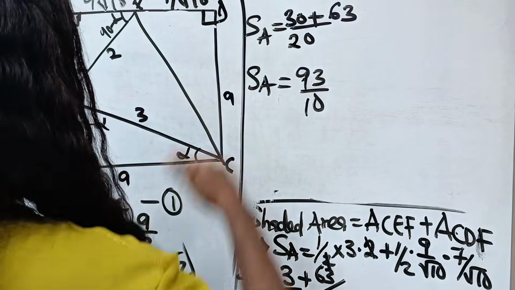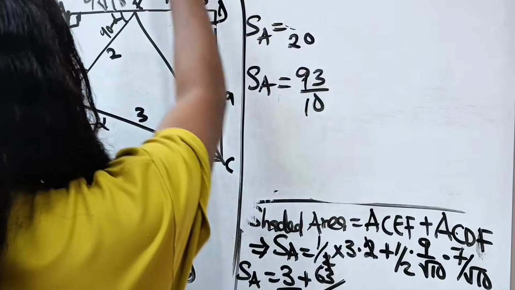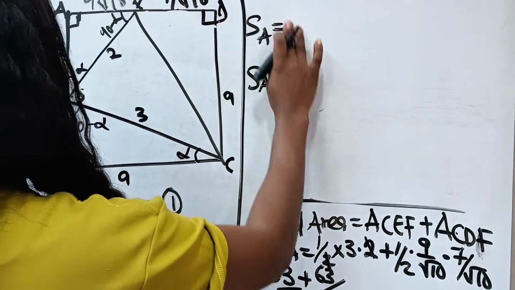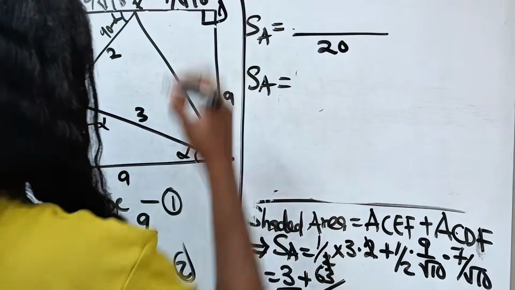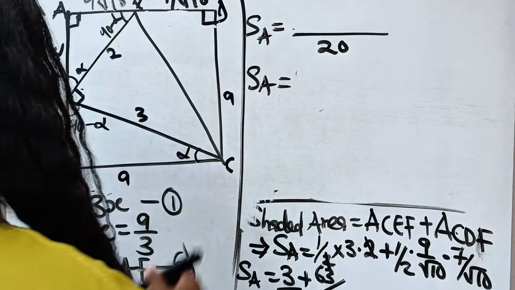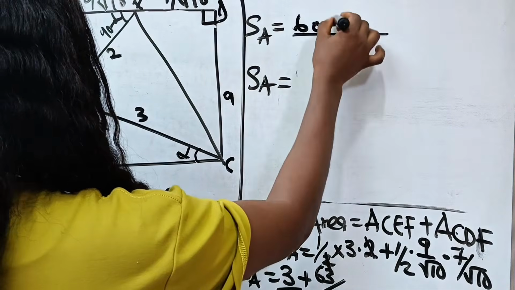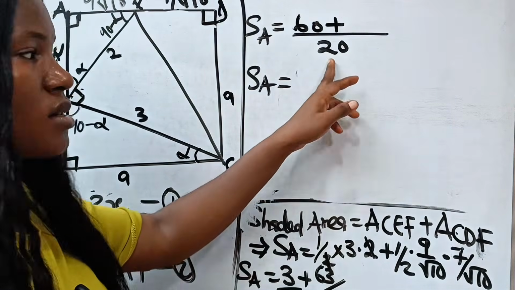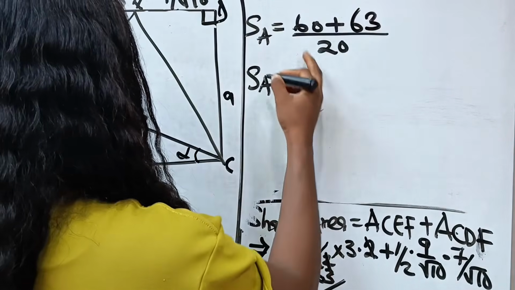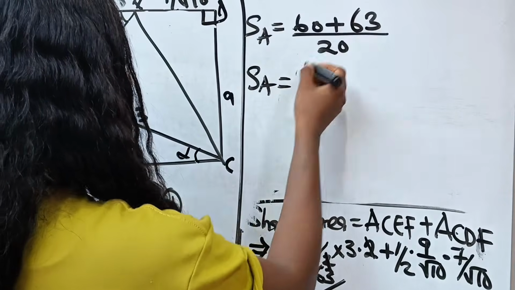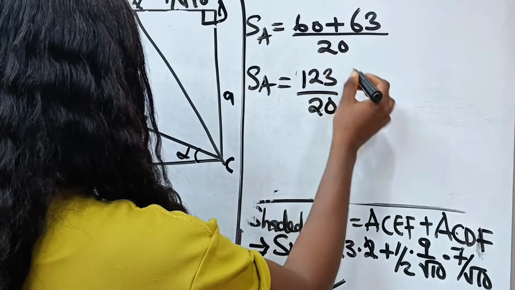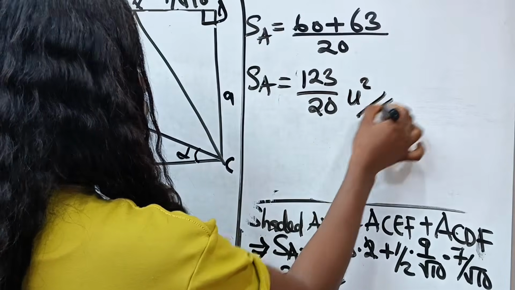All right. And if that is the case, the LCM is 20, right? Sorry. The LCM is 20. So when 1 divides 20, we have 20. 20 times 3 is 60. When 20 divides itself, we have 1. 1 times 63 is 63. So we have 60 plus 63. 60 plus 63 is 123, divided by 20. And this should be the answer in units squared.